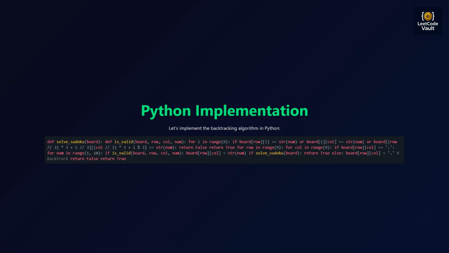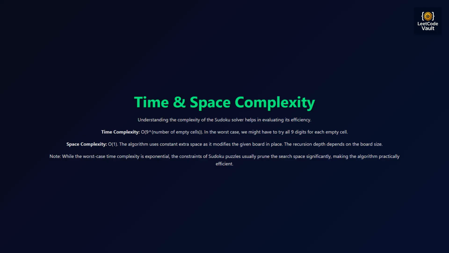configurations. Code implementation. Let's see the code in Python. We'll define a function that takes the Sudoku board as input. This function will recursively explore the solution space using backtracking. We'll implement helper functions to check for row, column, and subgrid validity, ensuring that we don't violate the Sudoku rules. The code will be well commented so that each step is clear and understandable. We'll trace the execution through a few steps to see how the backtracking algorithm works its magic.